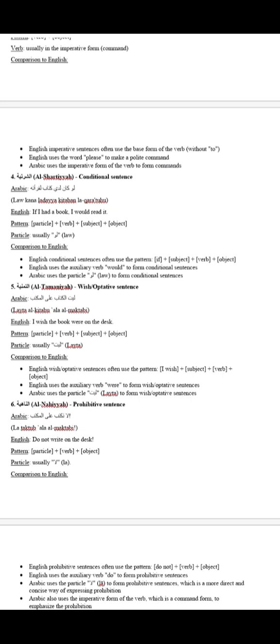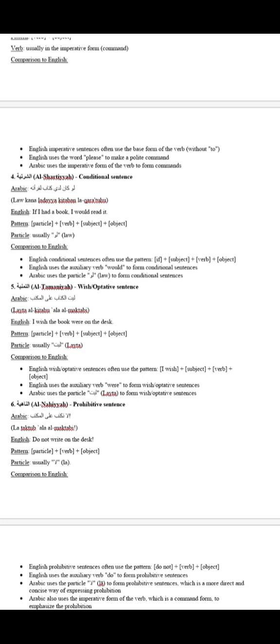If I give you an example of my own, that is ishrab al-ma, like drink water. It is following the pattern verb and then object. And then we have another example, uktub ismak, like write your name. So it is also following the pattern verb and then object. This is how English sentences are similar to the Arabic sentences.